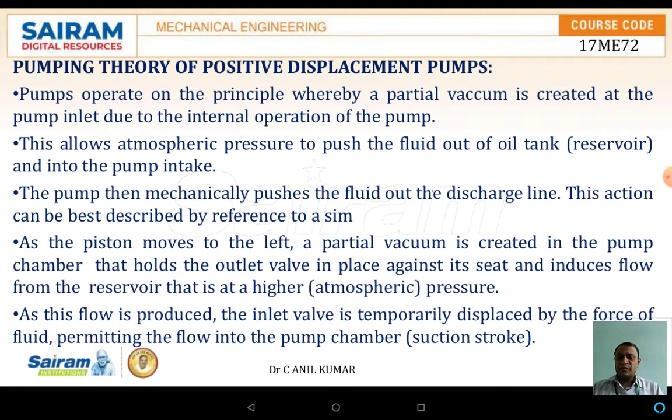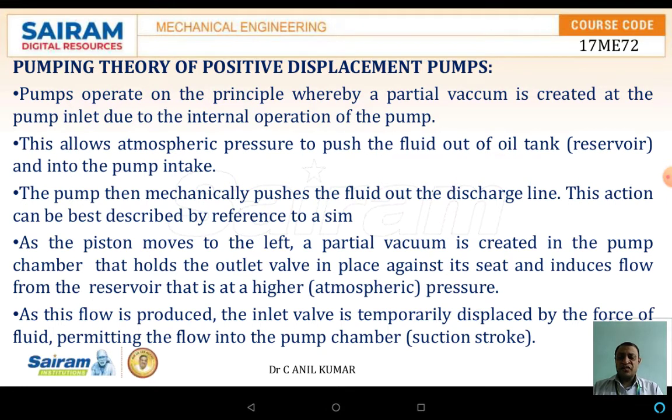Here, the pump operates on the principle whereby a partial vacuum is created at the pump inlet due to the internal operation of the pump. This allows atmospheric pressure to push the fluid out of the oil tank and into the pump intake. The pump then mechanically pushes the fluid out the discharge line. This action can best be described with reference to the same.